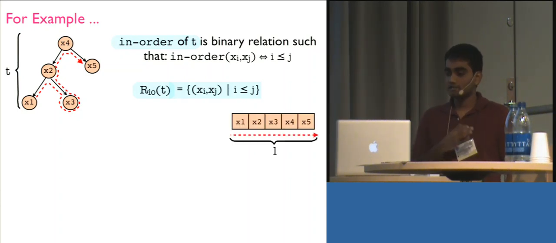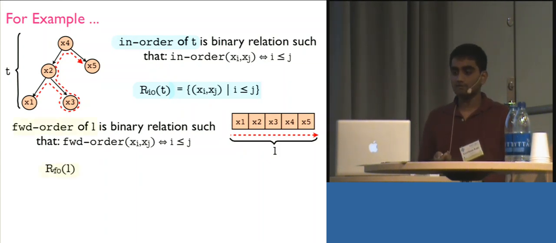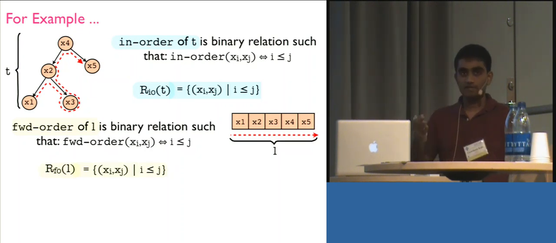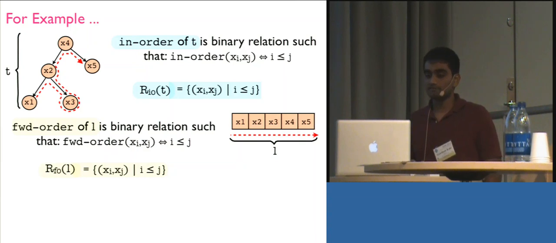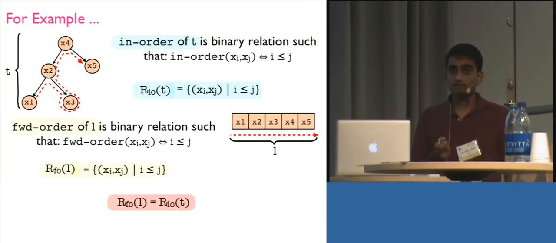Likewise, if you consider a list L that contains elements from x1 to x5, we have the forward order of L as a binary relation that relates x1 to x2 and so on until x4 to x5. And if we denote the forward order of L by Rfo of L, we have the same set of pairs xi, xj, so that i is less than or equal to j, where xi and xj are drawn from the list itself. So we observe that if list L contains elements of tree T in order, the forward order relation of list L, as denoted by the set, is the same as the in order relation of tree T as denoted by the set of pairs.